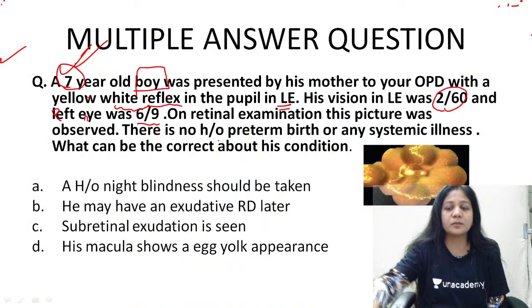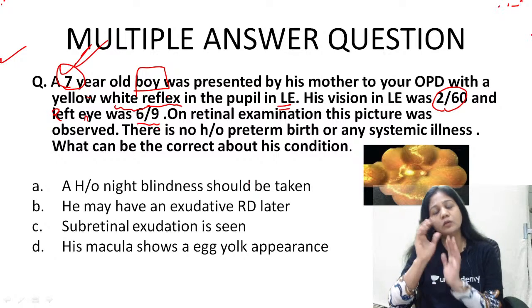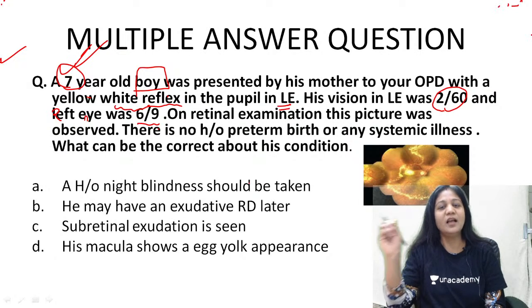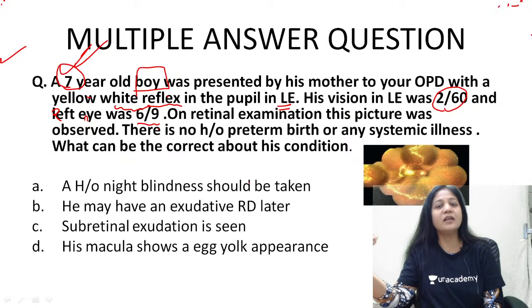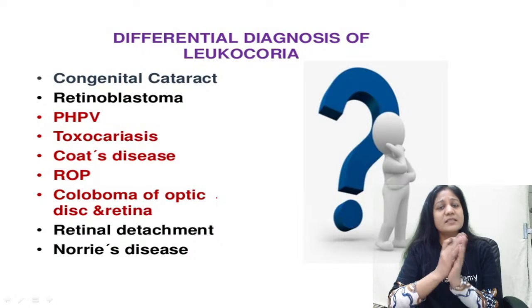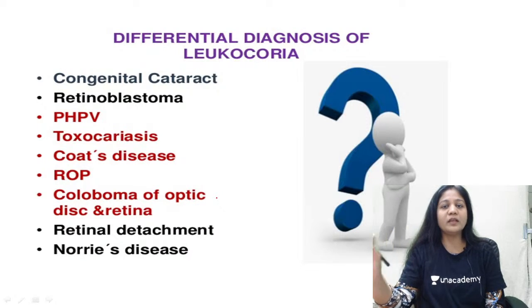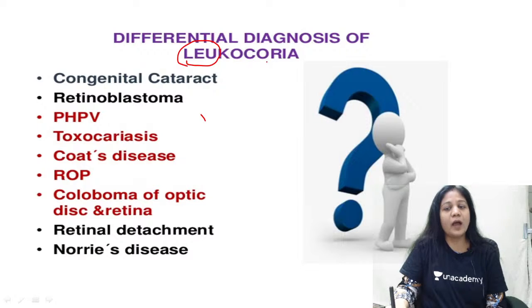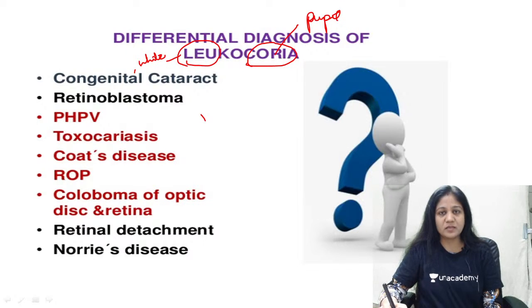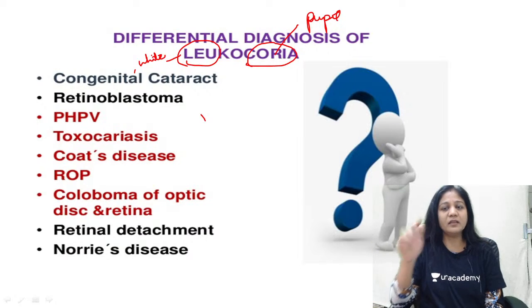Okay, now let's go back to the question. It says that there is no history of any other systemic illness and no preterm birth. So we know that this is a clear-cut case of Coats disease. Now we'll come back to the question again. Let us start discussing Coats disease and come to a conclusion. Okay, so friends, let us see how we approach a patient who presents with leukocoria. What is leukocoria? The word suggests a white pupillary reflex. The word coria means pupil, and leuc means white, isn't it? So you have a white pupillary reflex. That was the complaint by the mother, that there is a whitish pupillary reflex.